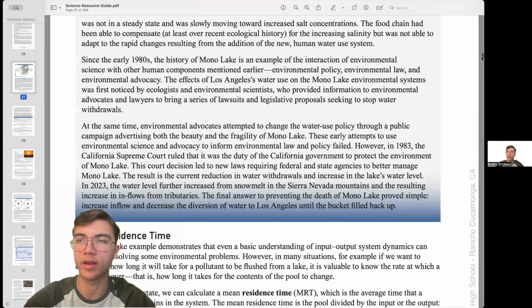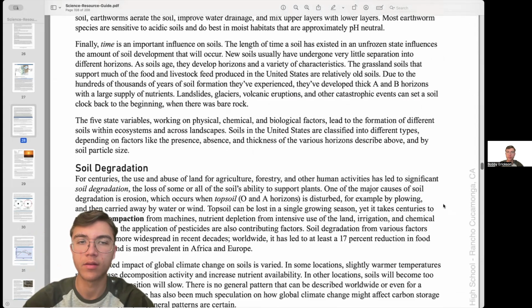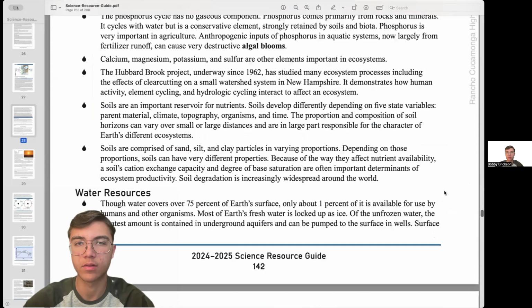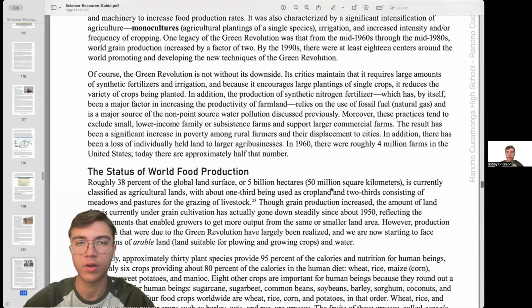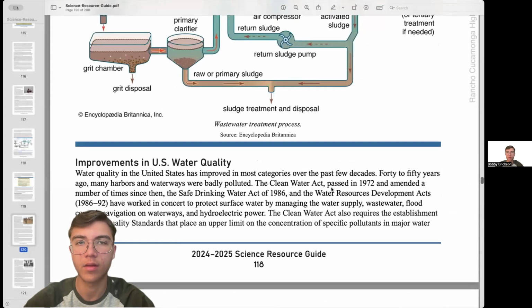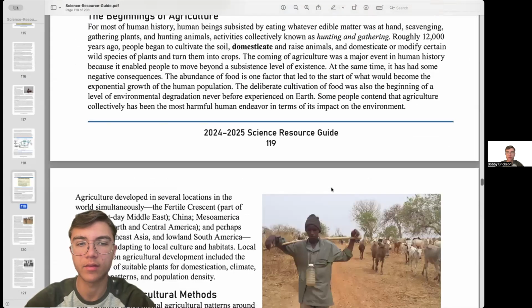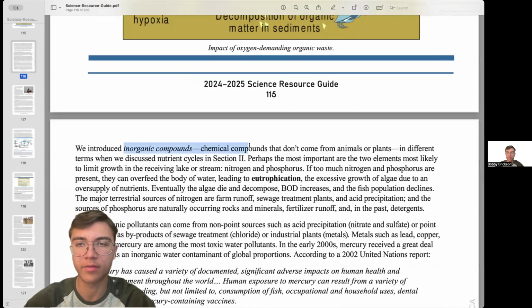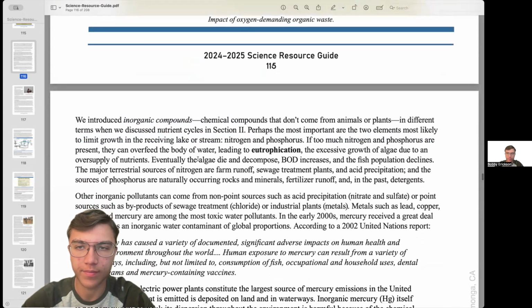So that's an example of where non-organic, inorganic compounds can affect the lives of organisms. So if algae grow too much, then they die and decompose, then the BOD increases, and then the fish population declines.